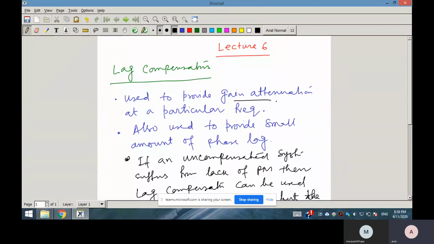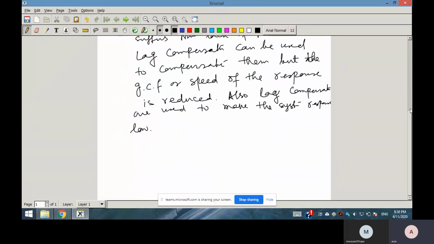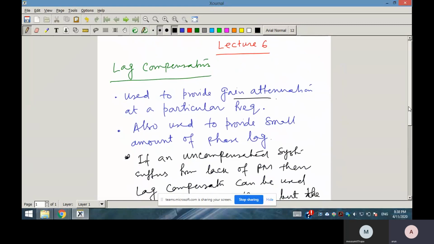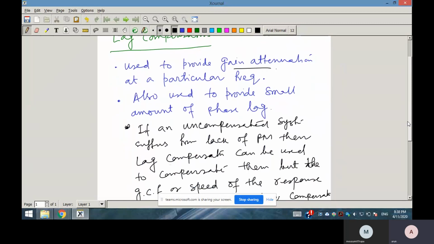So the main thing here is gain attenuation, not phase lag. Although the name is lag, the actual job of a lag compensator is to provide gain attenuation at the desired frequency. But when you are providing some gain attenuation, some phase lag will automatically occur, and that phase lag has to be provided by the compensator.